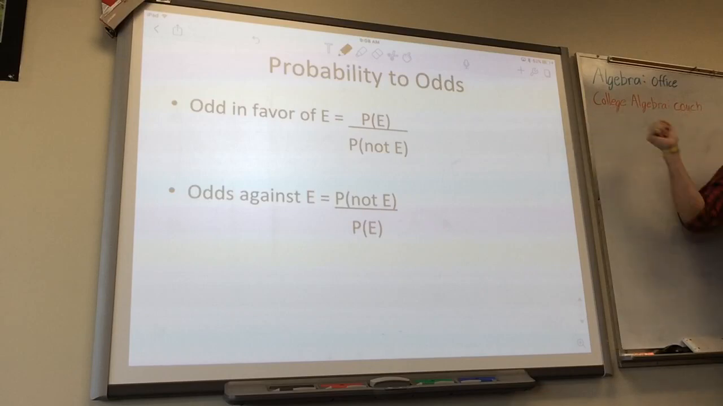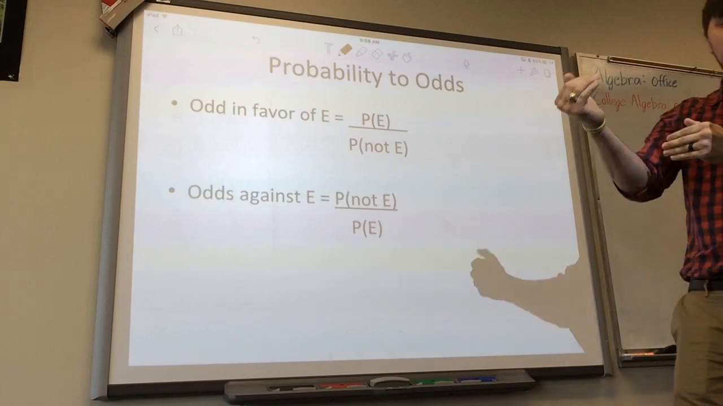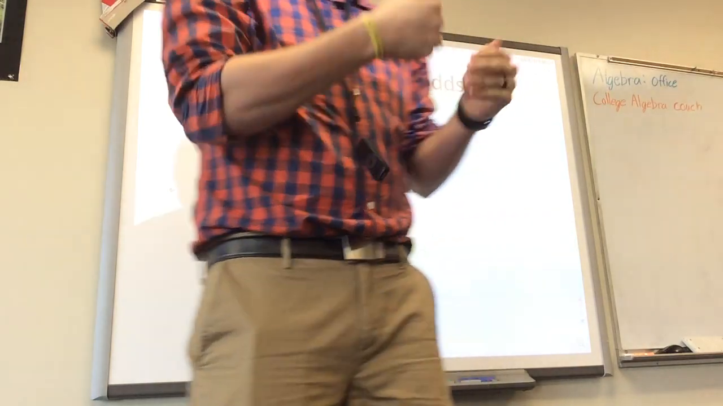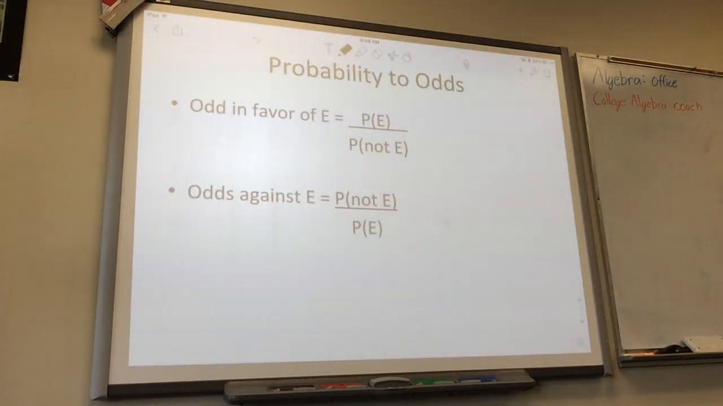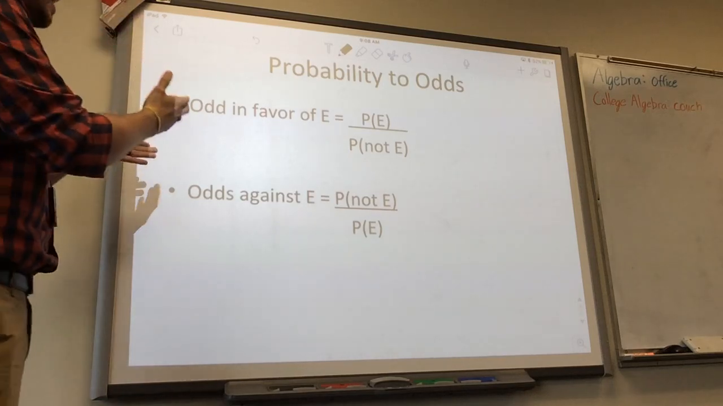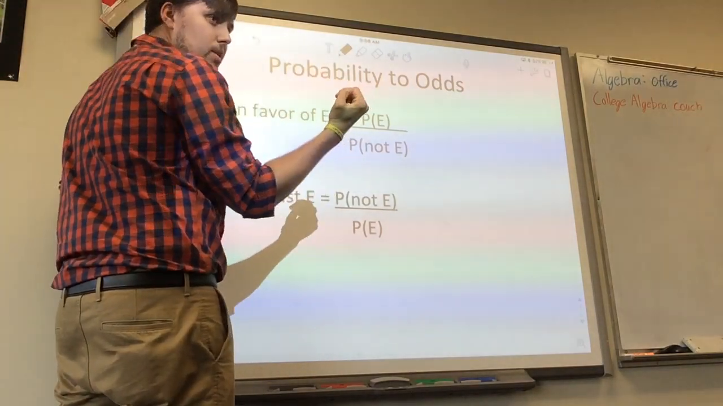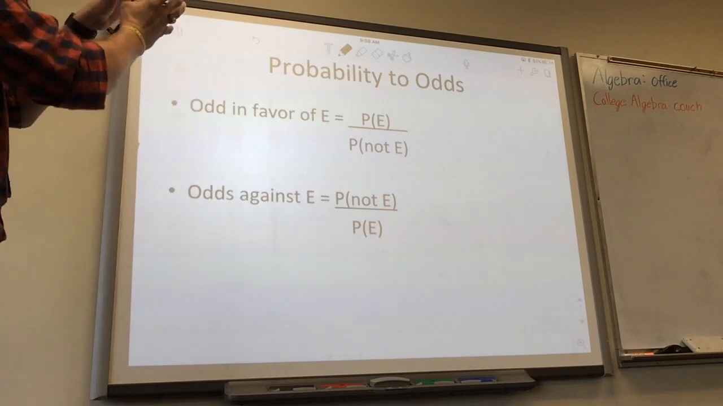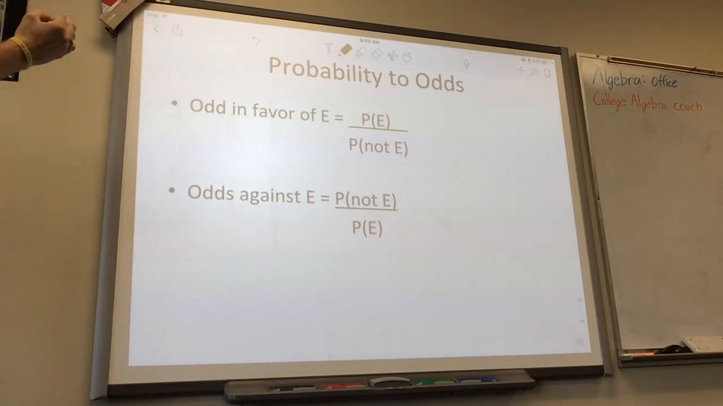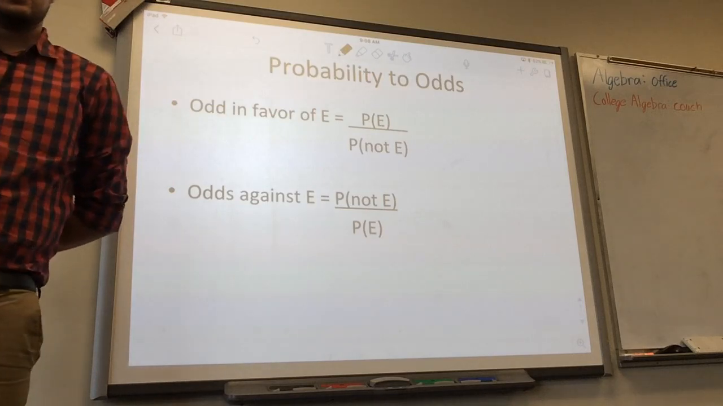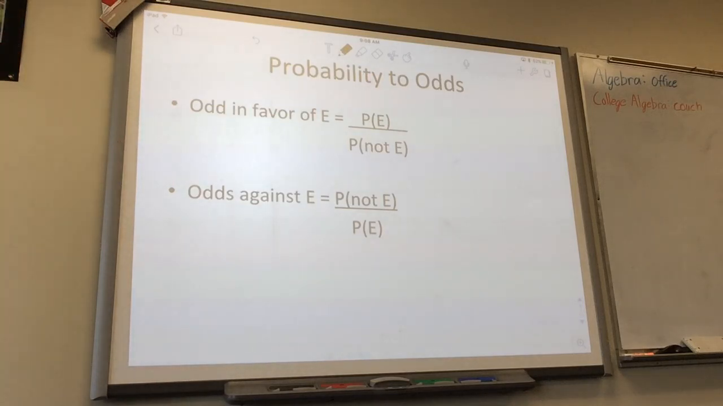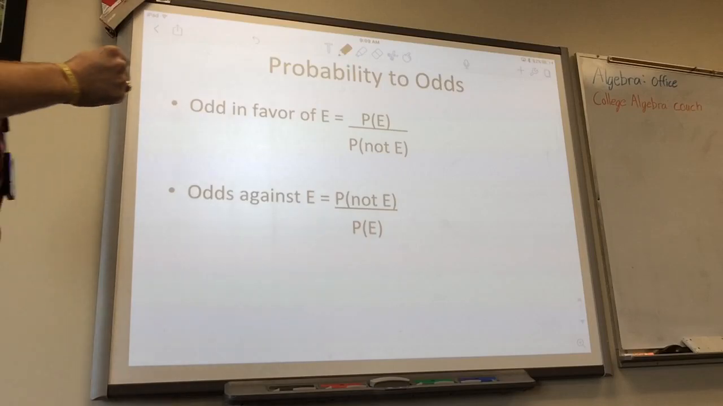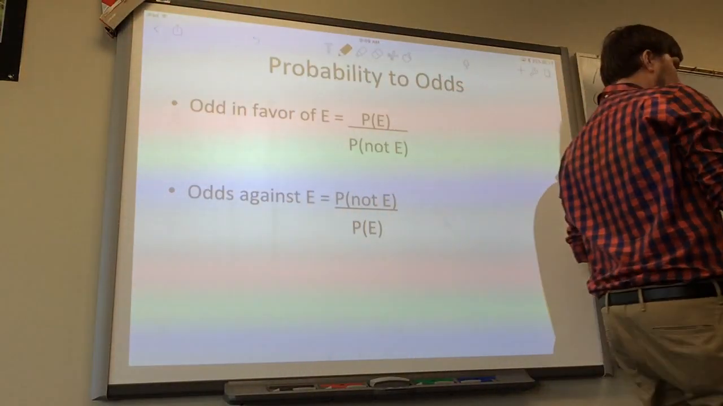Okay, probability to odds. If we're given the probability, I want to figure out how to turn it into odds. Odds are different than probability. Probability is what you want out of everything that happens. Odds are what you want compared to what you don't want. So it uses up everything, but it does not have everything on either side of that fraction. So odds in favor of what you want goes on the top of the fraction. Odds against what you want goes on the bottom of the fraction. It'll make more sense once we start tying in some numbers.